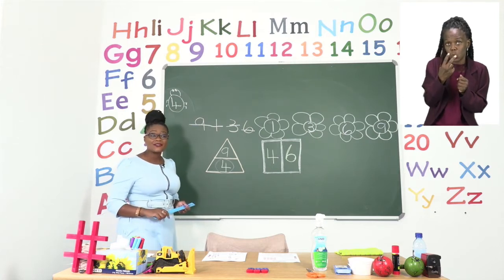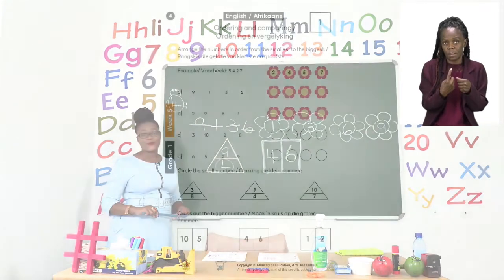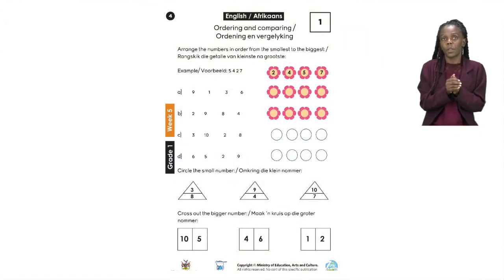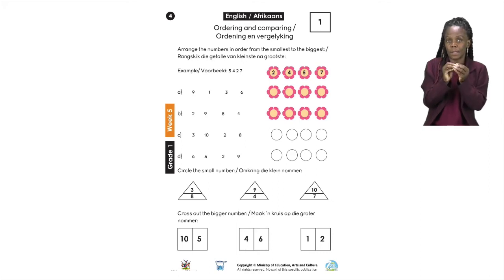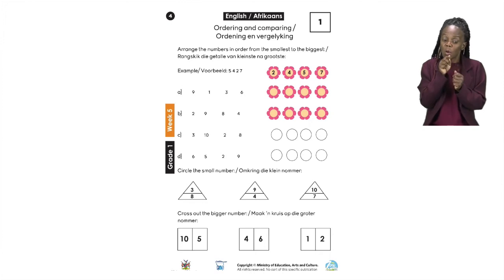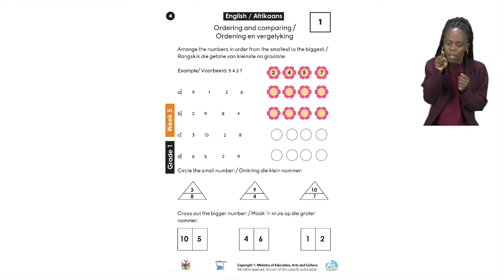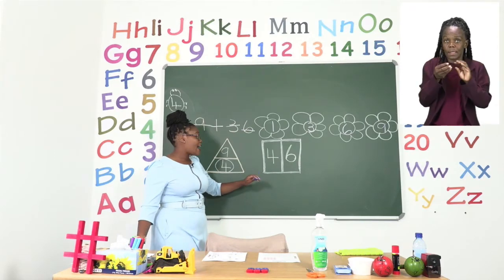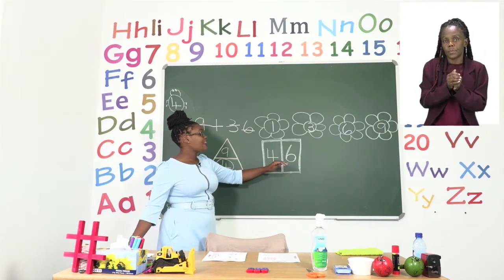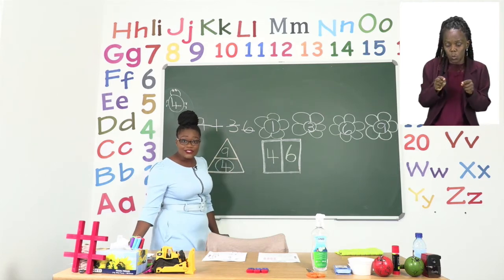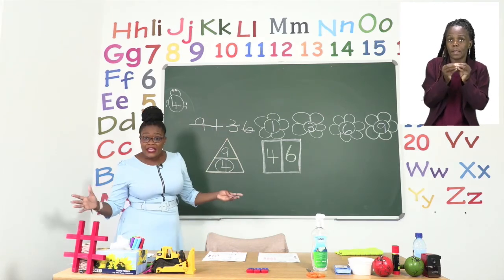Let's go to the last part of the exercise on page 4. On page 4 we have bricks and each brick has a number. So we need to make sure that we circle or cross out the bigger number. This time, instead of circling, we are going to cross out the bigger number. Let's take a look at the one I have done in the middle. The middle one has the number 4 and the number 6. It is our job to cross out the bigger number.